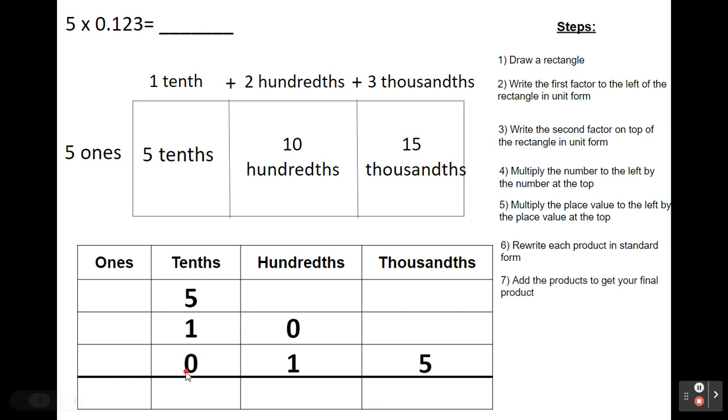Now let's add these products to get our final answer. Wherever there's a space, we can put a 0. So let's start by adding the thousandths place since that's our smallest place value. 0 thousandths plus 0 thousandths plus 5 thousandths is 5 thousandths. 0 hundredths plus 0 hundredths plus 1 hundredth is 1 hundredth. And 5 tenths plus 1 tenth plus 0 tenths is 6 tenths. Notice there's nothing in the ones place, so we can put a 0. Remember, the decimal point always goes between the ones and the tenths place. So our final answer is 0 and 615 thousandths.